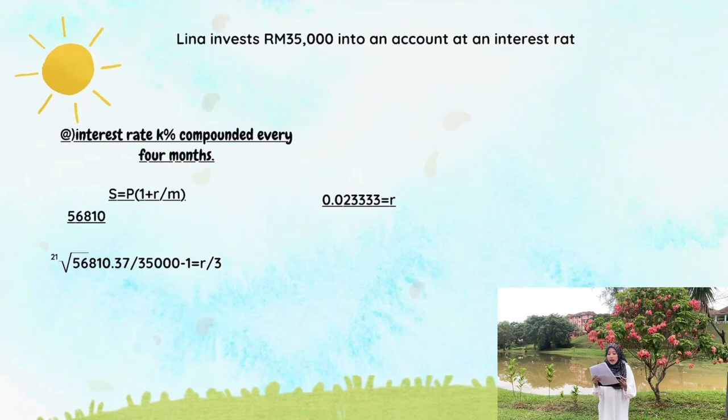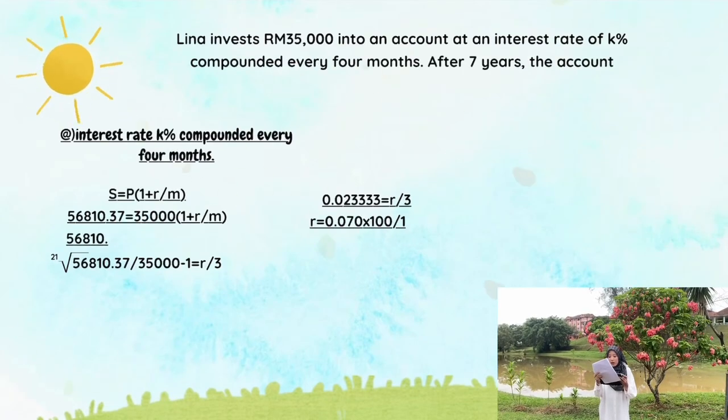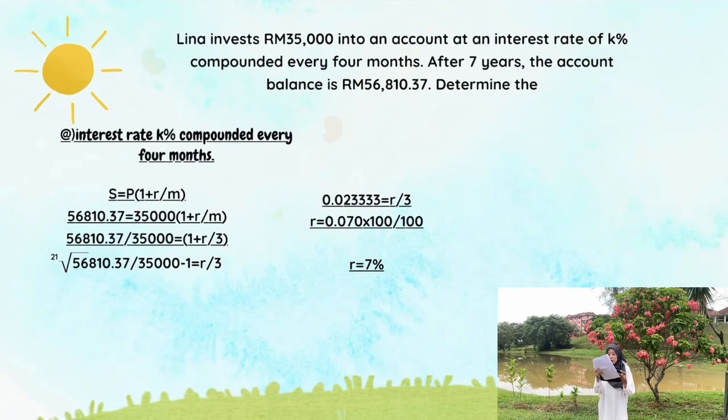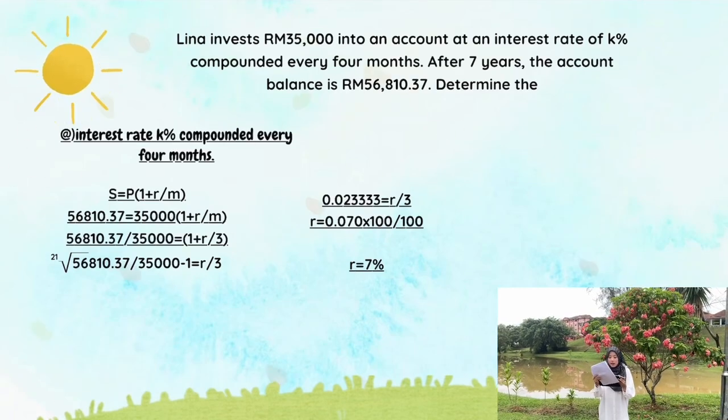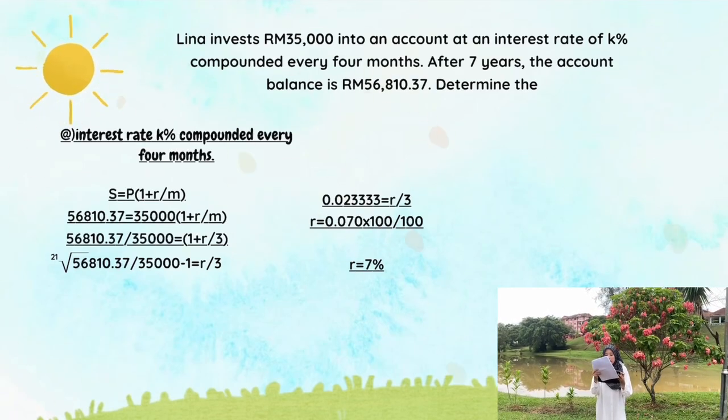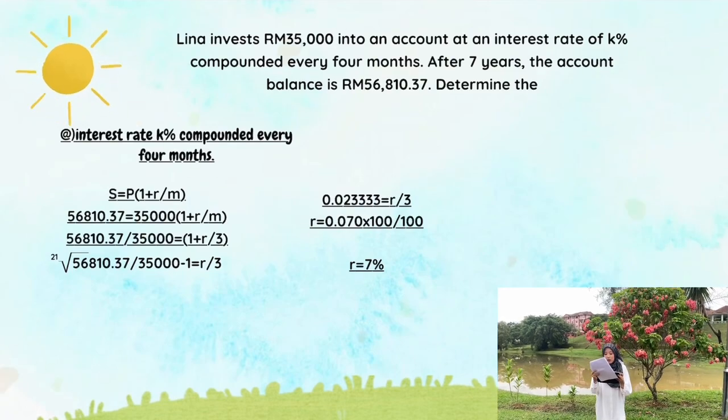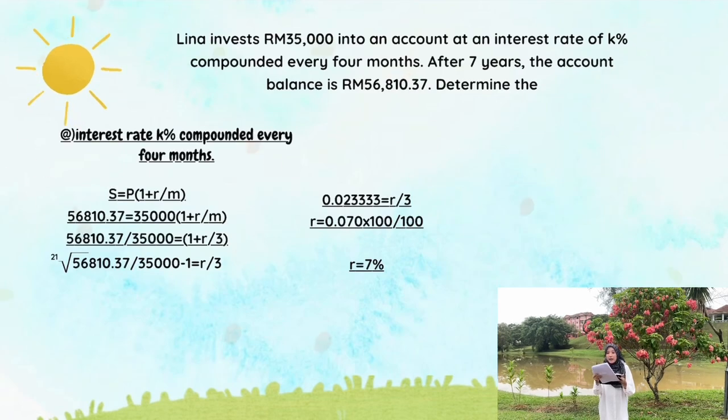Question 3. Lina invests 35,000 ringgit into an account at an interest rate of K, compounded every 4 months. After 7 years, the account balance is 56,810 ringgit 37 cents. Determine the interest rate K compounded every 4 months.